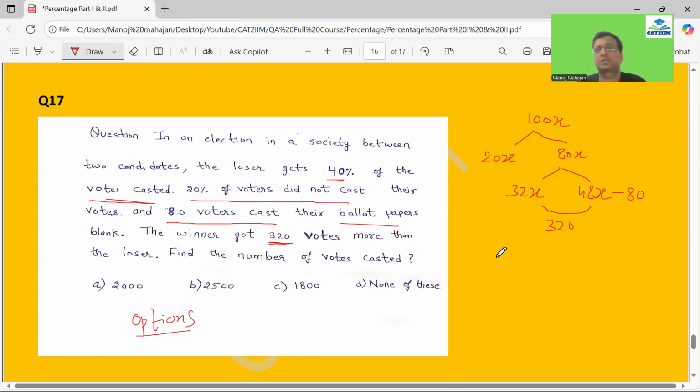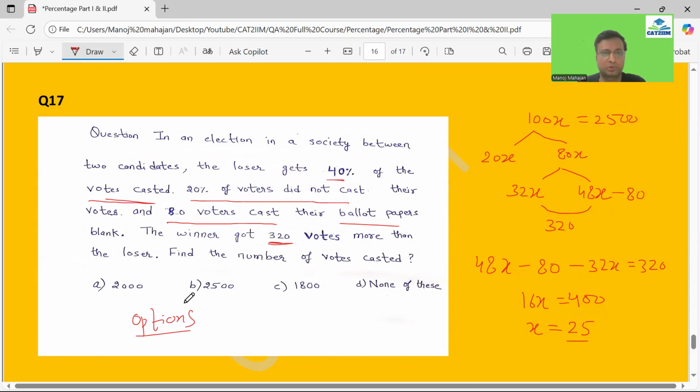So this difference is 320. Let's make an equation out here finally to get the value of x, and then let's see what they're asking in the problem. So this minus 32x is nothing but 320. What do I get? 16x is equal to 400. So my x would be nothing but 400 divided by 16, which is 25. Now this would actually come out to be 2500.